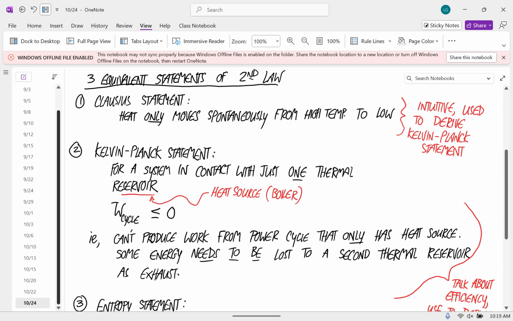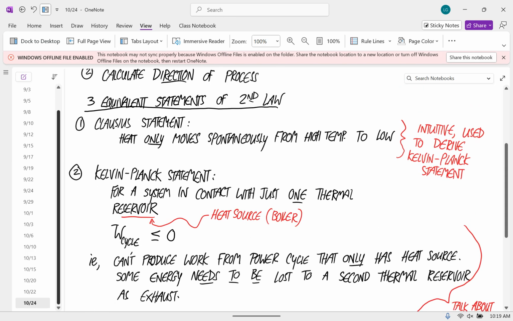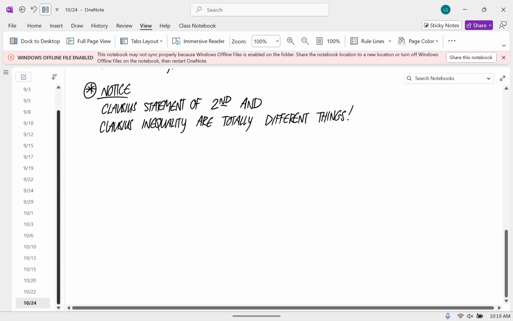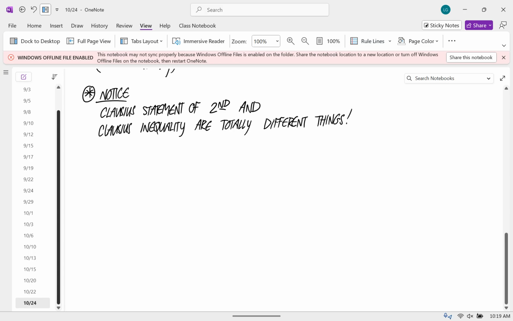Okay, I don't have much to say about this first statement. That's kind of a starting point where we derive the other stuff. I'm going to start by talking about the Kelvin-Planck statement of the second law.